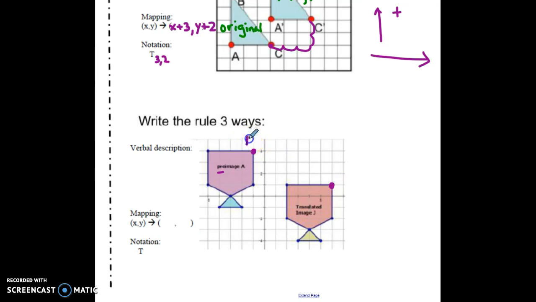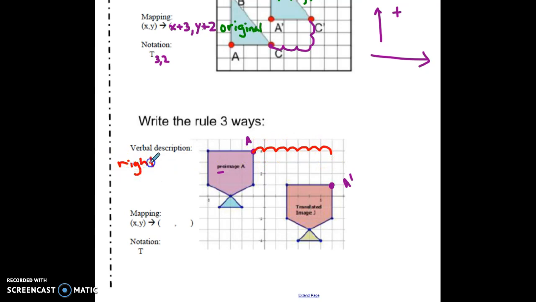Okay, so if these have been labeled, this would be like A, and this would be like A prime, the image. Okay, so I'm going to draw the little bunny hops because I want to make sure I count all my boxes correctly. And let's see, I think that's 1, 2, 3, 4, 5, 6, 7. I moved it to the right 7.